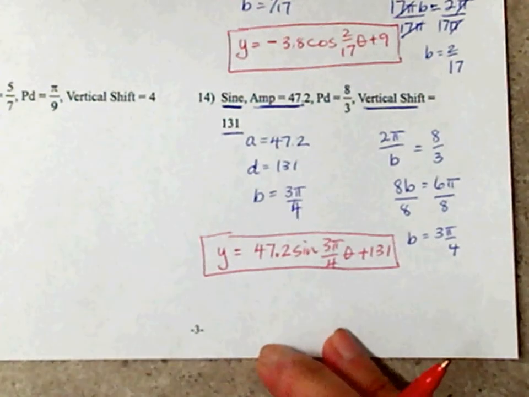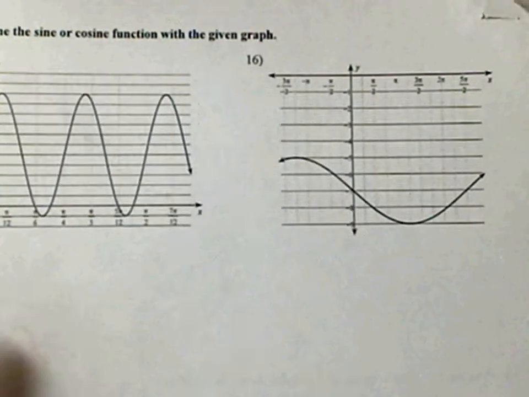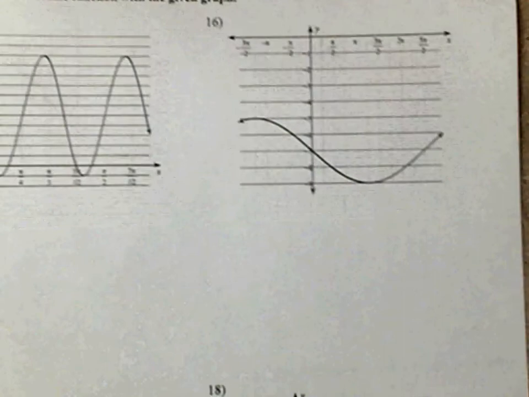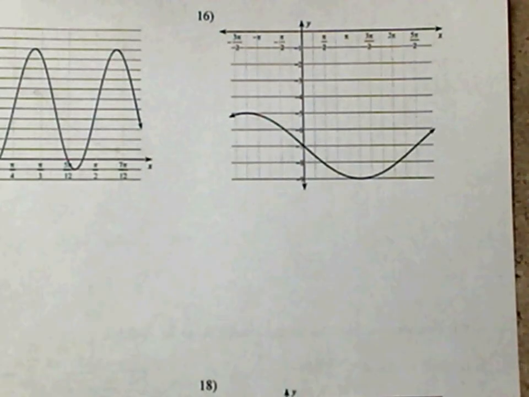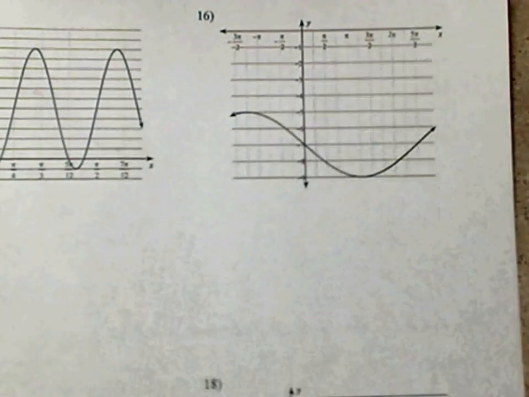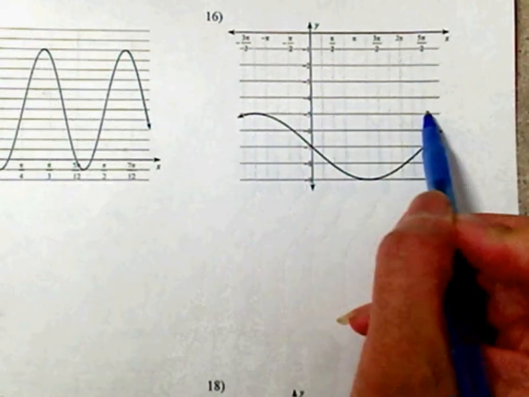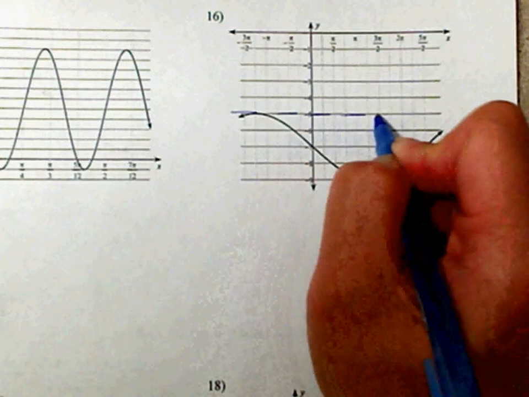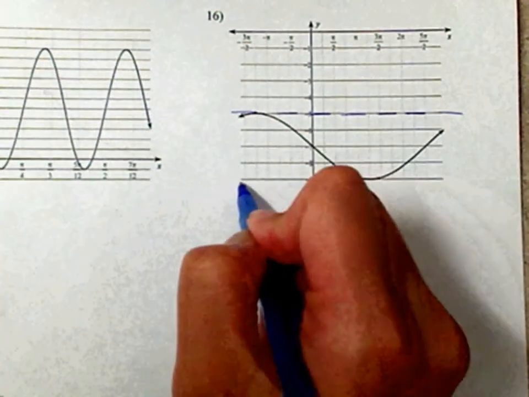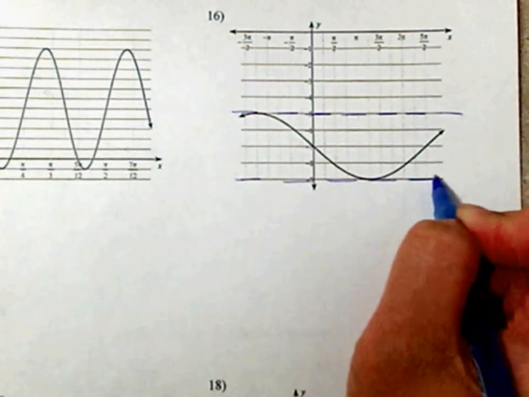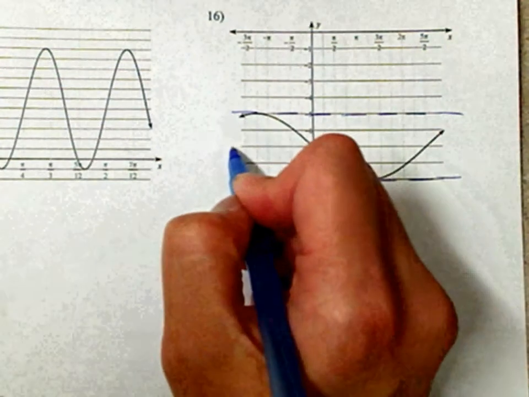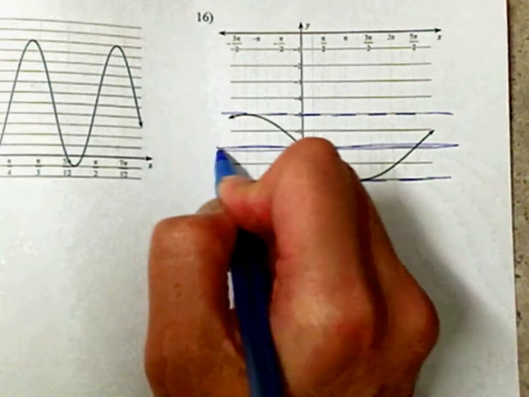Number 16, we are now going to write from a graph. So let's look at 16. My best advice to you is keep doing what you are doing, okay? Look at our maximum. What do we always draw at the maximum? We always drew our dashes. At the minimum, what do we always do? We draw our dashes. And then to find our midline, we always kind of go in between. It's always halfway.